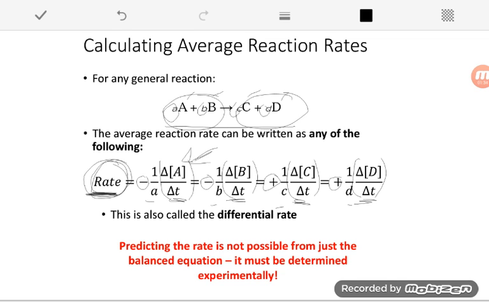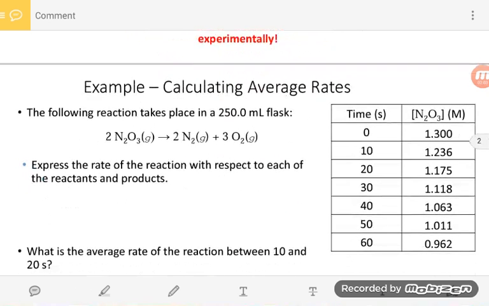So this expression is known as the average reaction rate, or it's also sometimes called the differential rate. And it's important to note that we have to use this expression if we're trying to calculate the rate of a reaction. We cannot predict it just by looking at the chemical equation here. The coefficients tell us something, but they don't tell us how fast the reaction overall is. So we always have to take some data measured in the lab, and then we can determine the overall reaction rate. So let's look at an example of a problem.